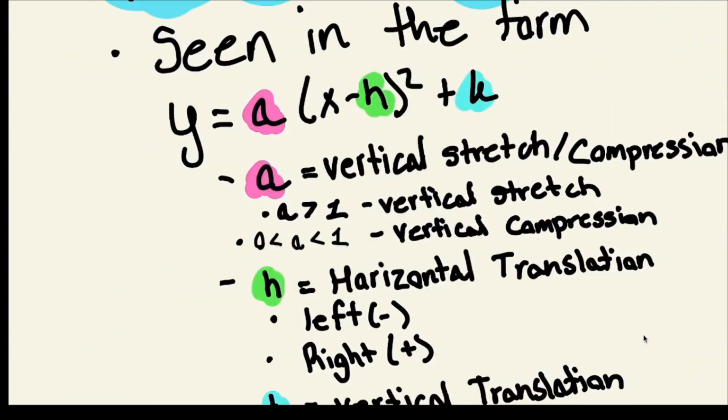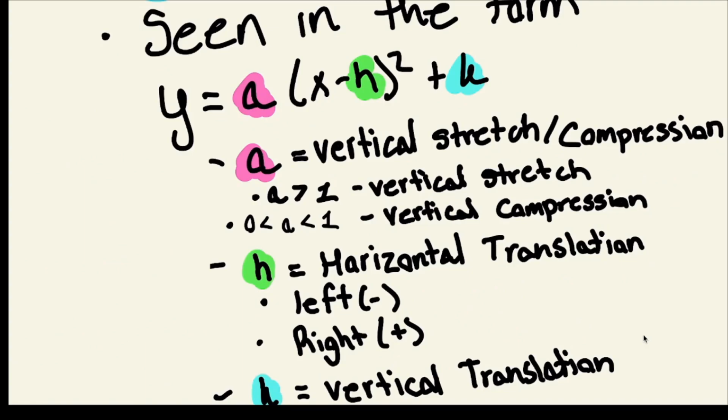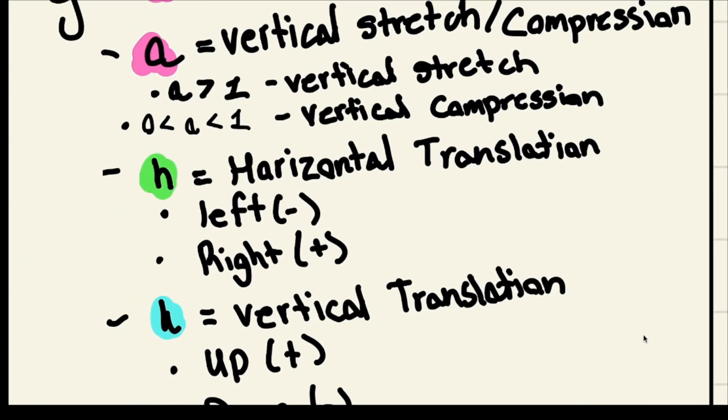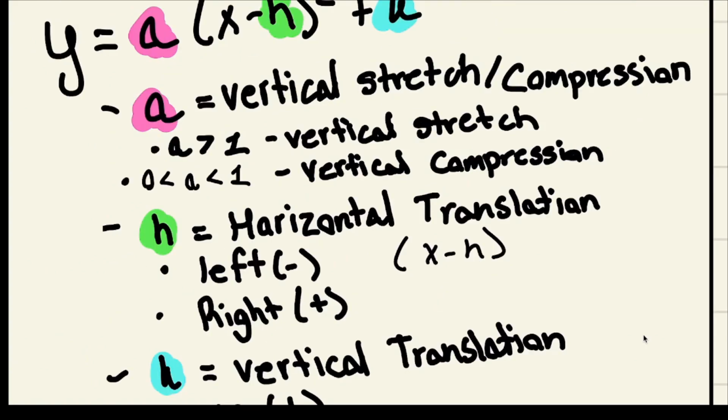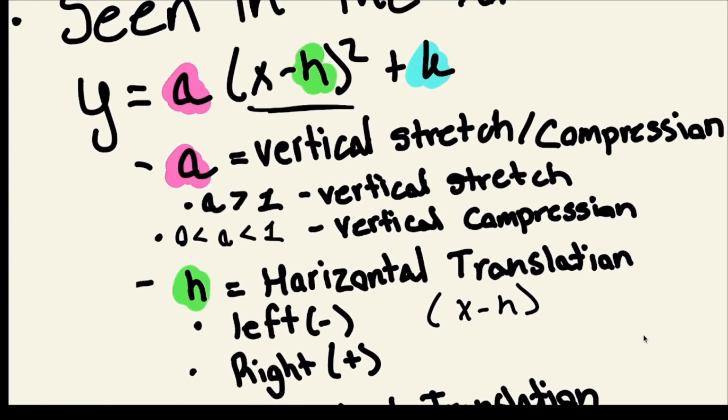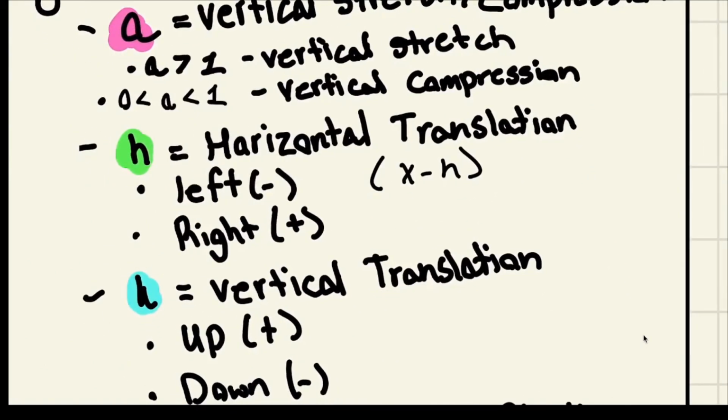Now moving on to what the h value gives you. The h value gives you the horizontal translation, and that's basically left or right. The weird thing about horizontal translation is that when it's in the bracket, when we have x minus h, once we take that h value outside of the bracket, it's going to become positive. The signs change.